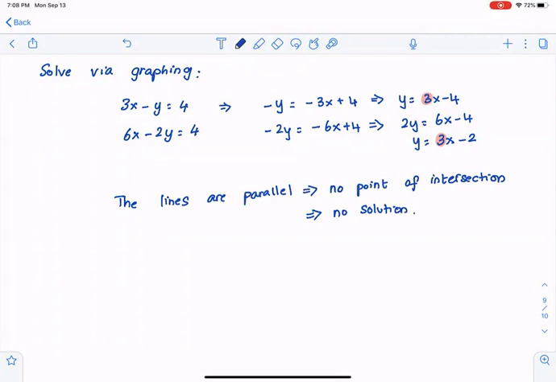So the lines are parallel, so that there will be no point of intersection. No point of intersection simply means no solution.